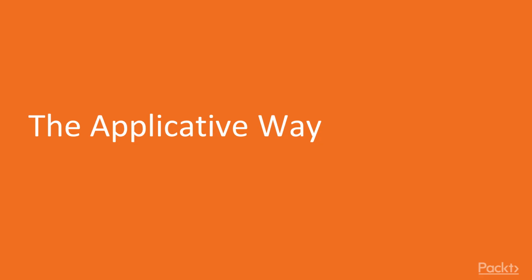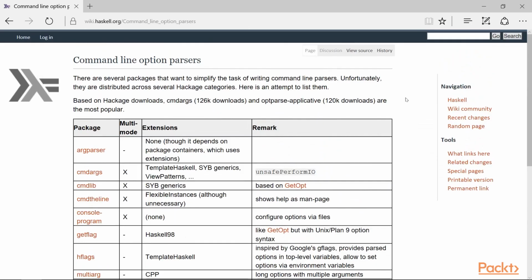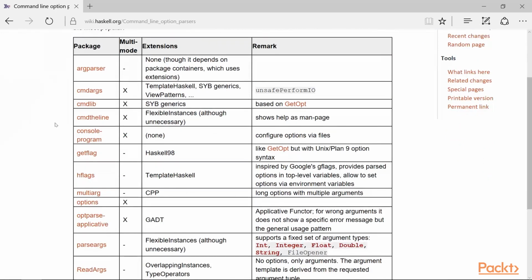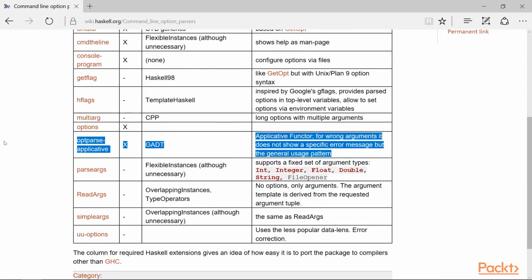In this video we're going to take a look at the optparse-applicative package for parsing command line options. In Haskell we have many options for parsing command line arguments, including getArgs from the System.Environment module in base and various third-party packages on Hackage. This is a page entitled Command Line Option Parsers from the Haskell wiki. It summarizes a number of third-party packages available for doing this. Optparse-applicative listed here is the one we'll concentrate on, but there are many others.